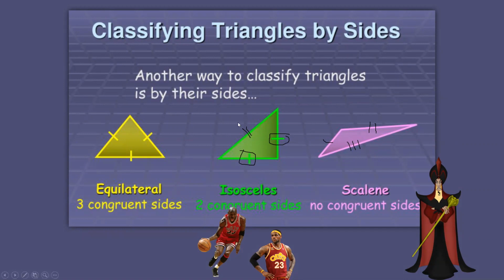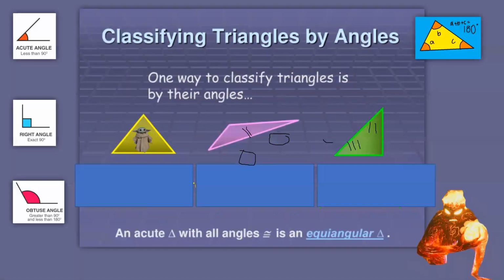Now let's go into the other way to name triangles, okay? The other way to name triangles is by their actual angle. So before we go into the three different options here, let's review angles.